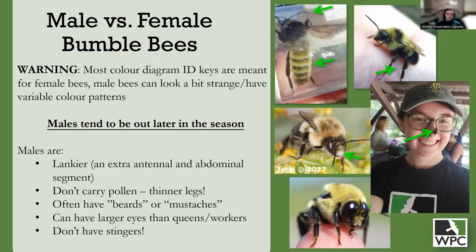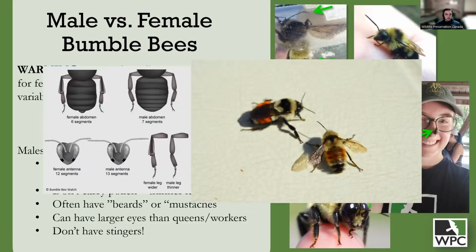Most of the time, there'll be one that is more trustworthy than others. So with males, that would be the extra abdominal segment. And these photographs here are just to show you in diagram form. These are on the backs of our RD cards and also on Bumblebee Watch. What the diagrams are illustrating are male abdomens and legs versus female abdomens, legs, and also the antennal segments.